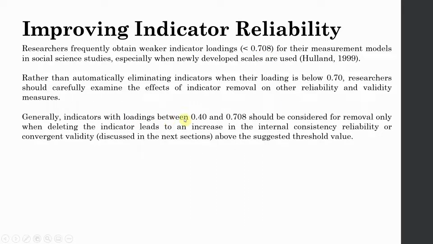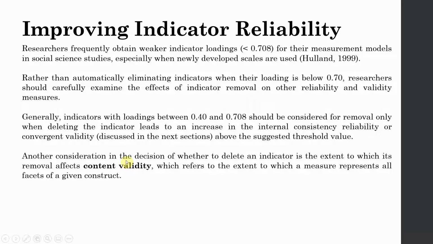Generally, indicators with loading between 0.40 and 0.708 should be considered for removal only when deleting the indicator leads to an increase in internal consistency reliability or convergent validity above the threshold value. If you had reliability and validity below the threshold value and your indicator loading was, let's say, 0.40, 0.50 or 0.60, you only remove it if it significantly improves your reliability and validity above the threshold value.